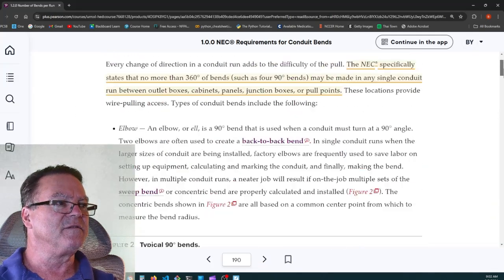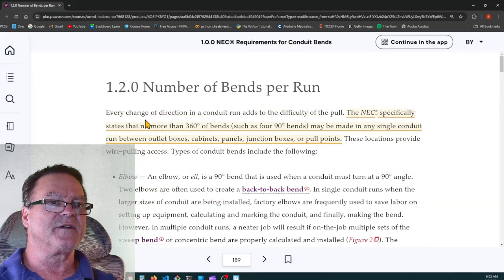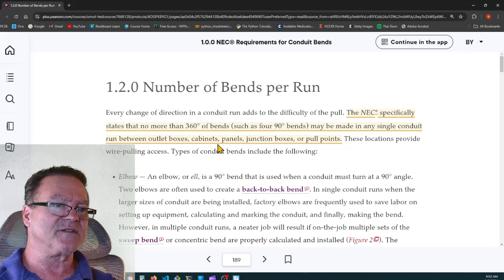Number of bends, 360 degrees. Here's a highlight. The NEC specifically states that no more than 360 degrees of bend. It says 4 90-degree bends. They call it in the code book 4 quarter bends. May be made in a single conduit run between outlet boxes, cabinets, panels, junction boxes, or pull points.